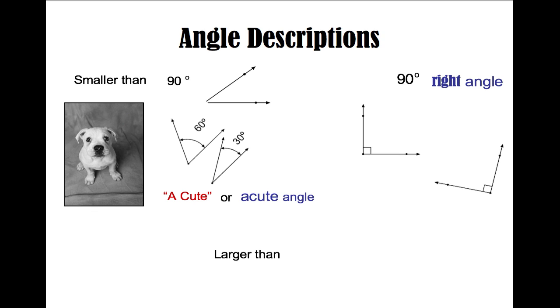Larger than 90 degrees, a 100-degree turn, 120, up to a half turn, is referred to as an obtuse angle. These angles are our big angles, and they grow larger than 90 degrees. So, we have angles that can be described in a variety of different ways, either using degrees, or more generally, acute, right, and obtuse angles.